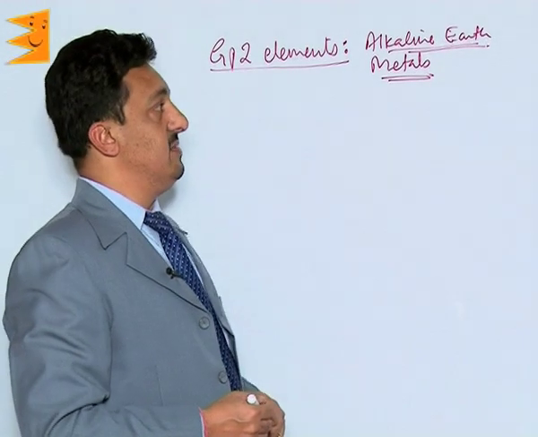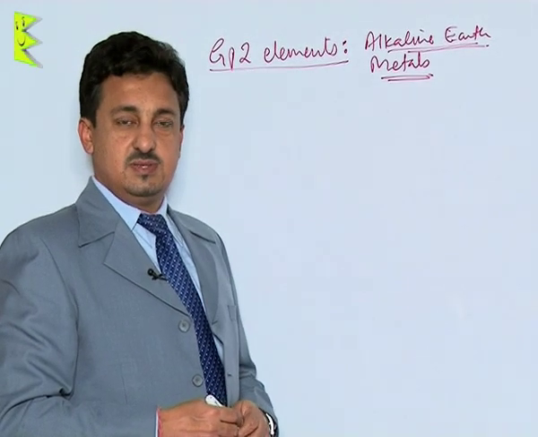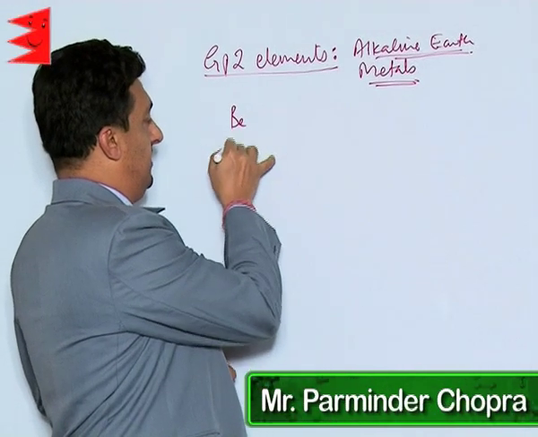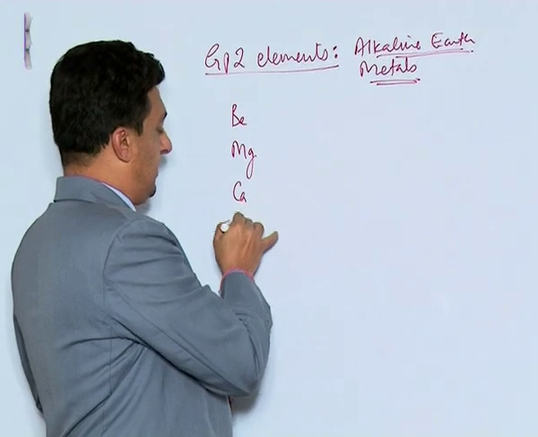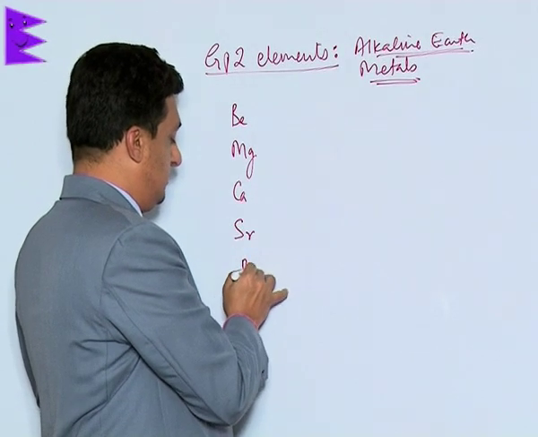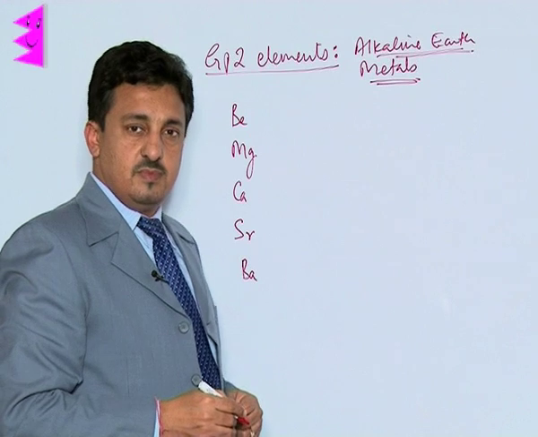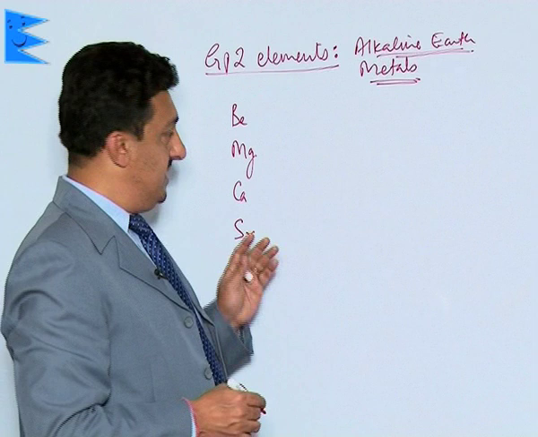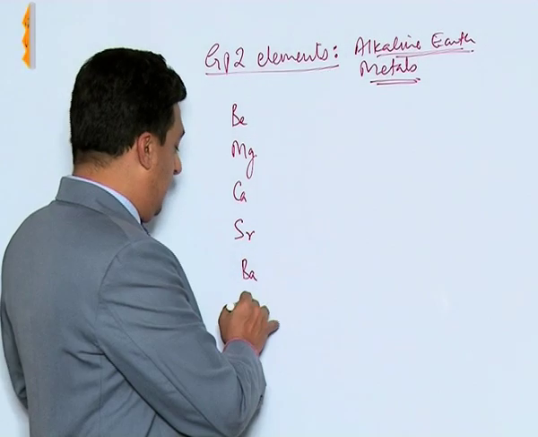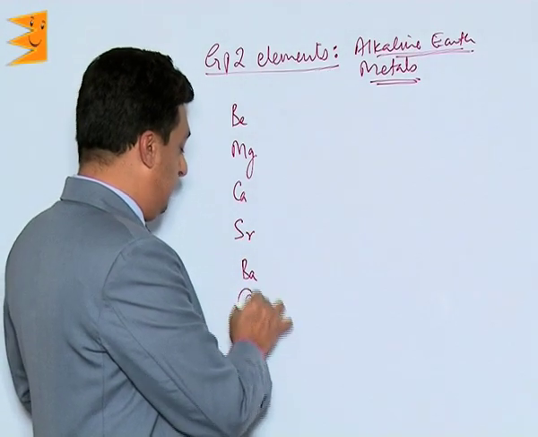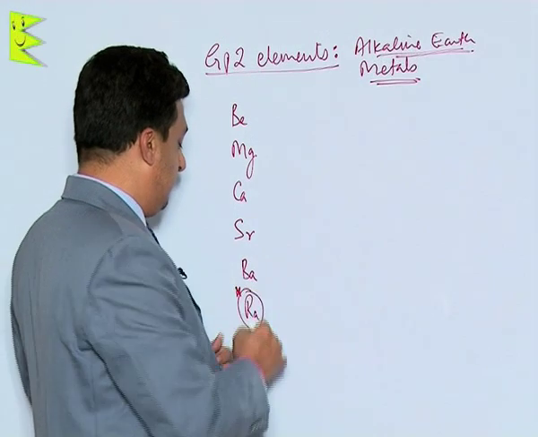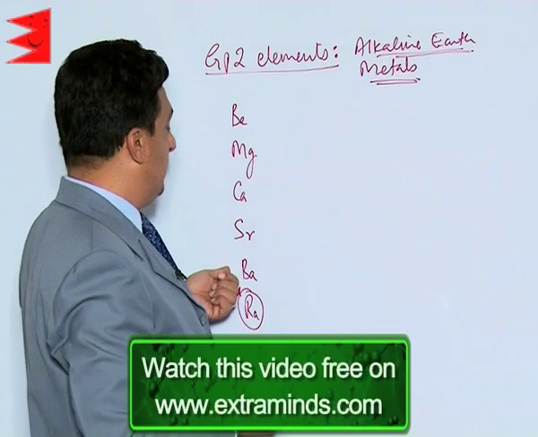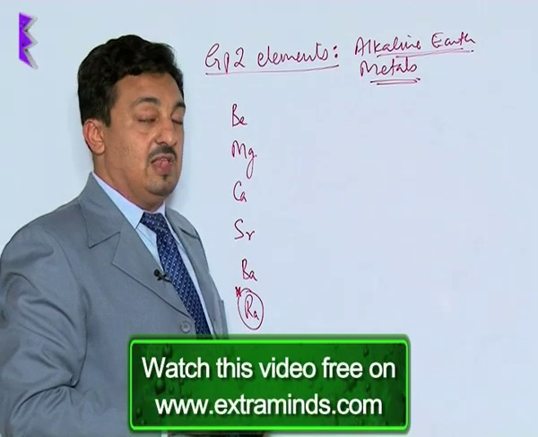Group 2 elements are called alkaline earth elements. The alkaline earth elements include beryllium, magnesium, calcium, strontium and barium. All of these are typical metals. We also have radium in this group, but we don't study it much because of its radioactive nature. So we are left with only these 5 major elements, which are called alkaline earth metals.